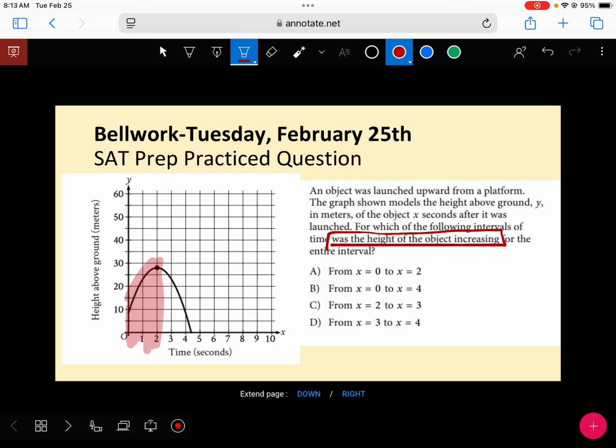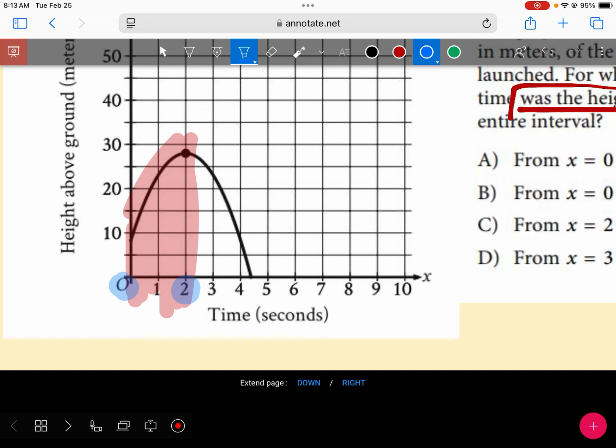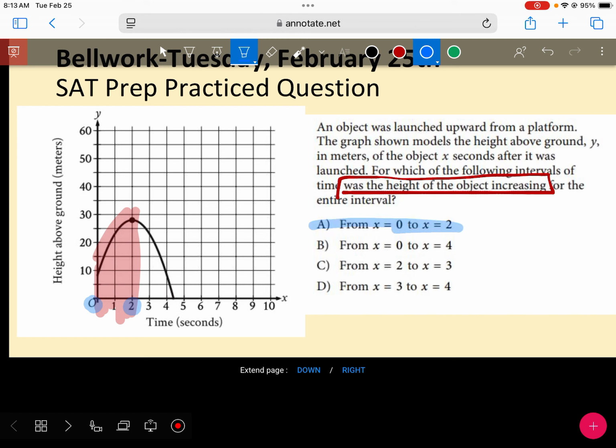And this is what we're looking at. These are the X values. So what would you choose? A, B, C, or D? A. All right, so let's take out our notes.